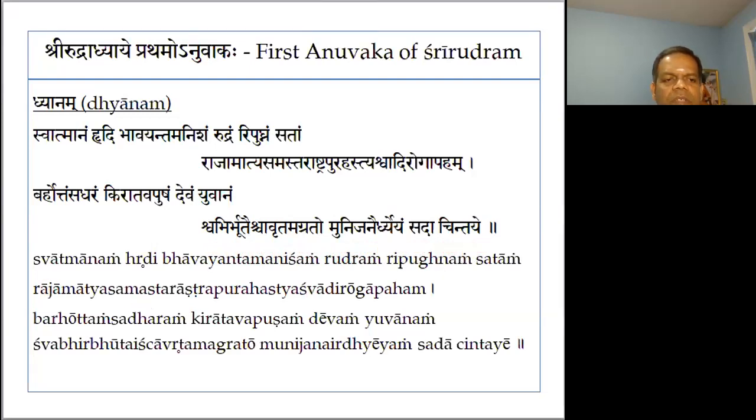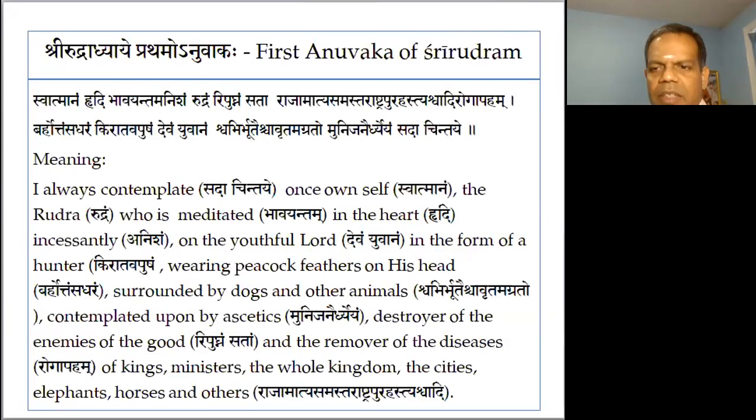Okay, I think the meaning is much more necessary for this. So I've given the translation in English, but I've given the Sanskrit words wherever it matters. So we'll just take a look at them. I always contemplate. Sada means always. Chintaye means I think. The Lord, of the Lord.